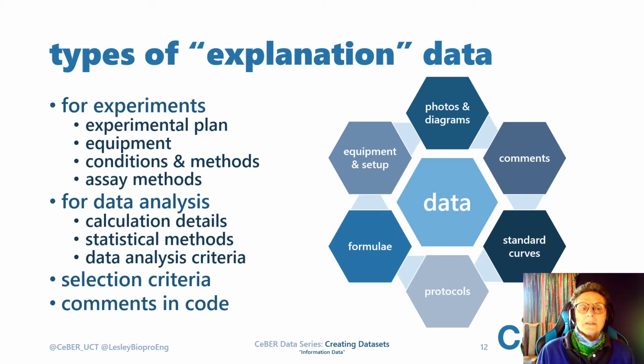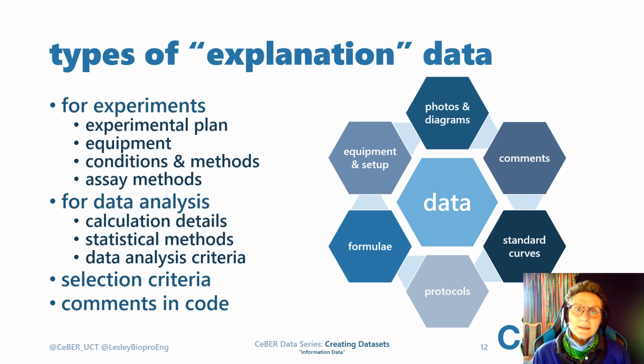And then there's types of explanation data. In the previous video, we talked about the kind of data that you need to make your data usable and understandable. So here, if you've done experiments, you would need to include things like an experimental plan, stuff about your equipment, what models did you use for your assays, what conditions and methods did you use, what was your rig like, and so on.